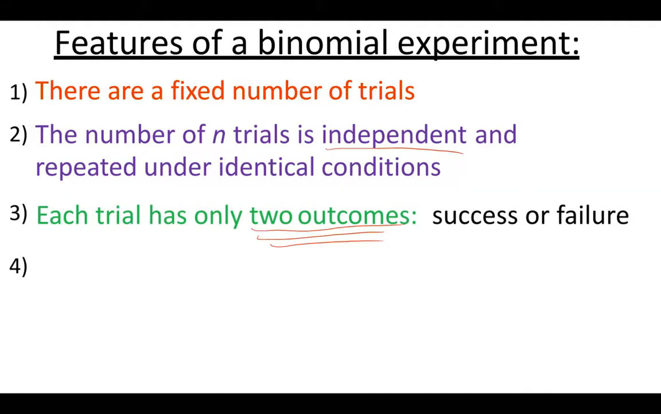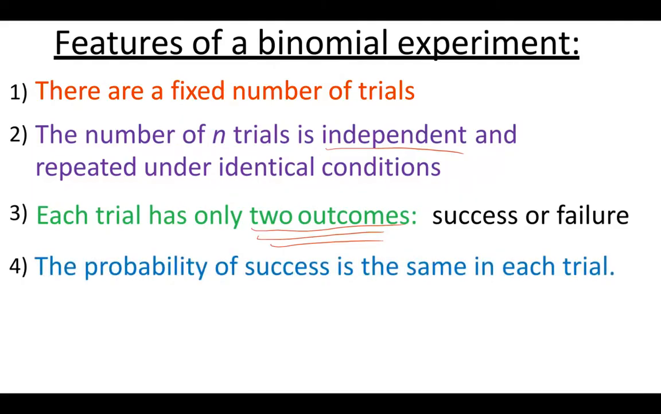Either you pass the test or you don't pass the test. So, success or failure. And the last thing here is that the probability of success is the same in each trial. So if you've got a 50% chance in this one, the next one you also have a 50% chance. Or if it's 1 out of 24, then the next one is 1 out of 24, and the next one is 1 out of 24. So the probability of succeeding is consistent throughout all of the trials.